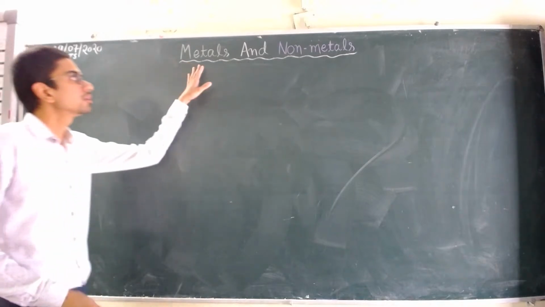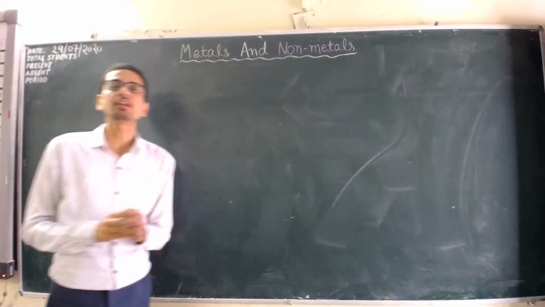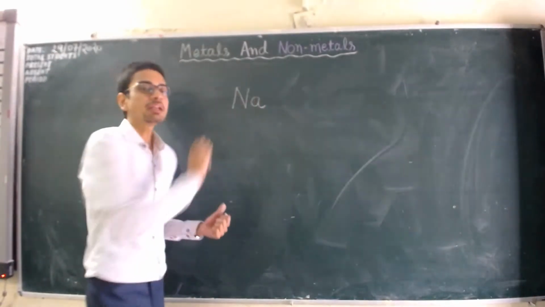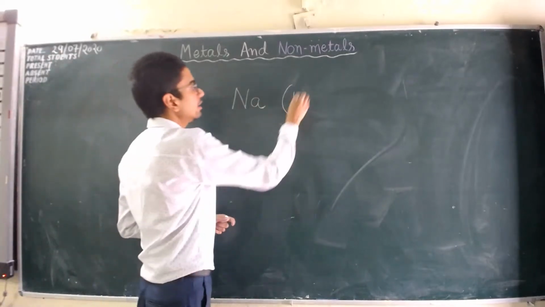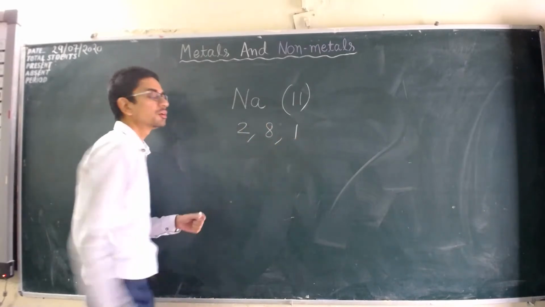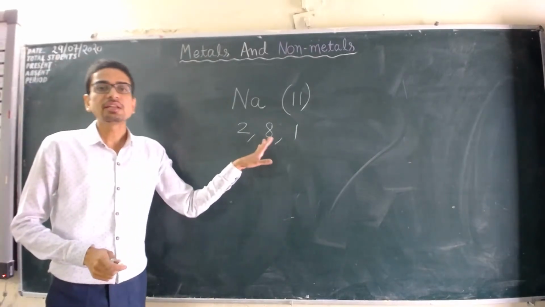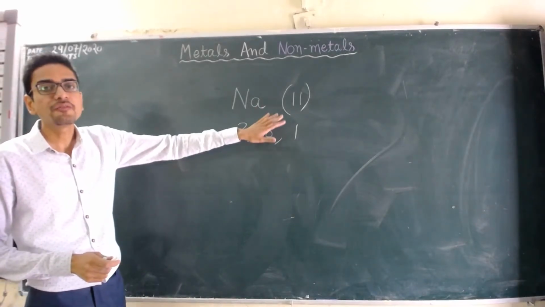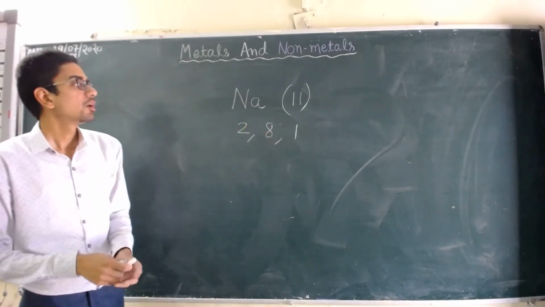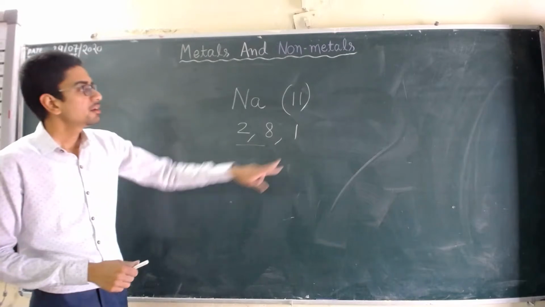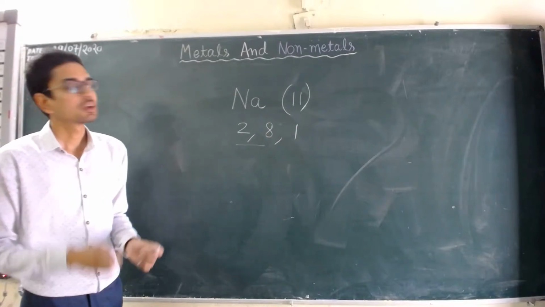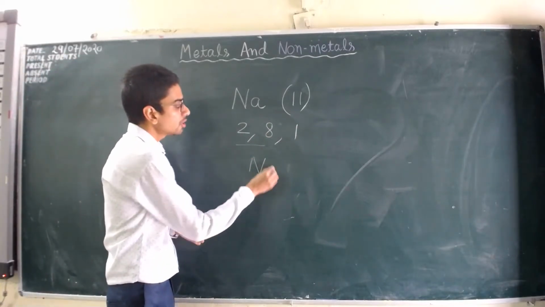Before that, you should know that metals are electropositive in nature. Electropositivity means, for example, sodium. The atomic number of sodium is 11, and its electronic configuration is 2, 8, 1. Every atom in this world wants to stay stable. It will get stable when one electron is removed from the sodium atom. That's why sodium will get a positive charge.